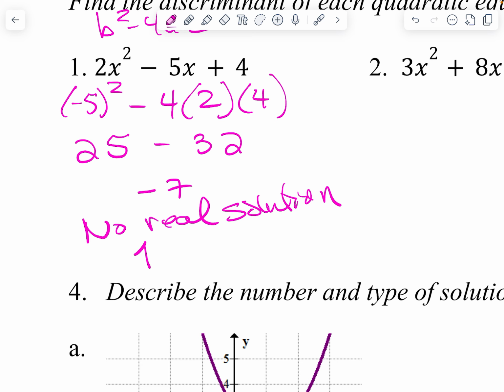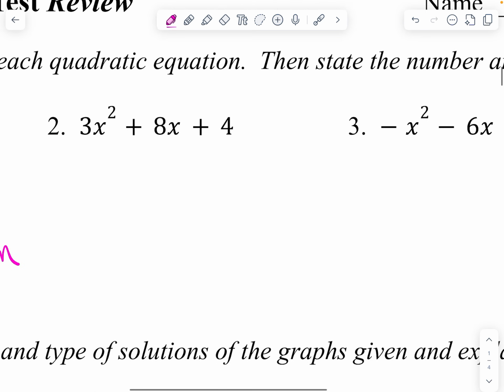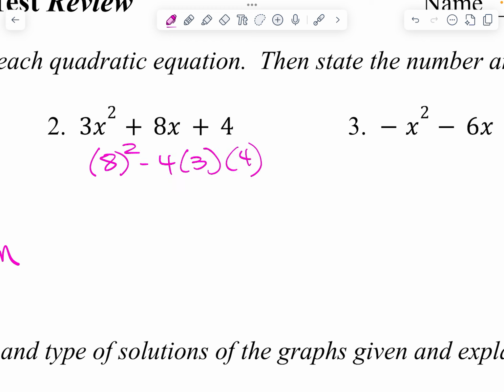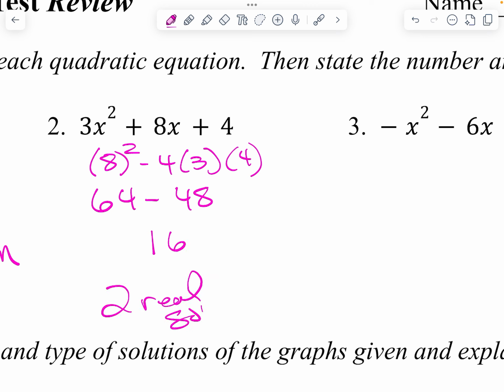There are two imaginary or two complex. Okay, this one, b squared minus 4ac. I get 64 minus 12 times 4, which is 48. So I'm going to get 16. So that means two real solutions.